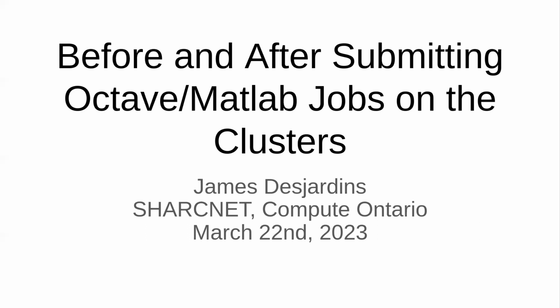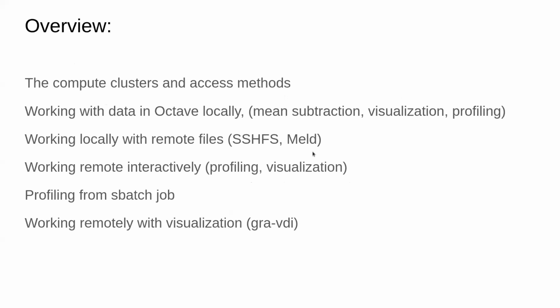Okay, so I'm going to get started with an overview here. So the initial thing that we'll do is we'll talk about the compute cluster, basically the layout of what resources are available in the Compute Canada compute clusters and how they're accessed. Then I'll talk about working with Octave locally. There's an example process called the mean subtraction. We'll visualize the data and the output, and then we'll profile it.